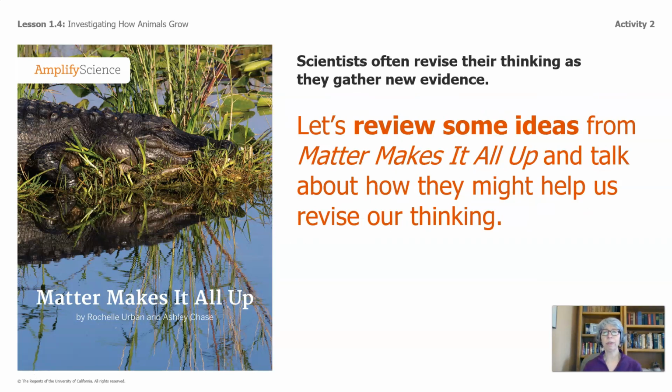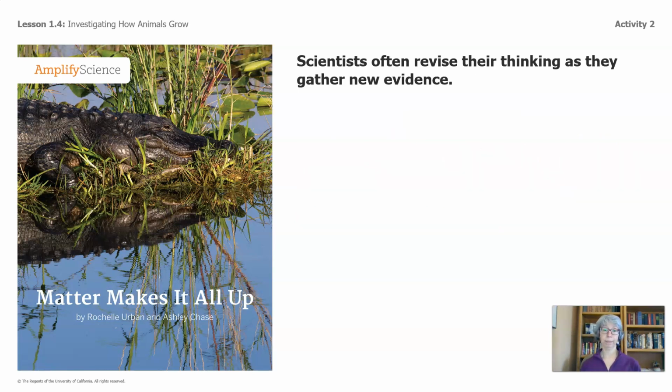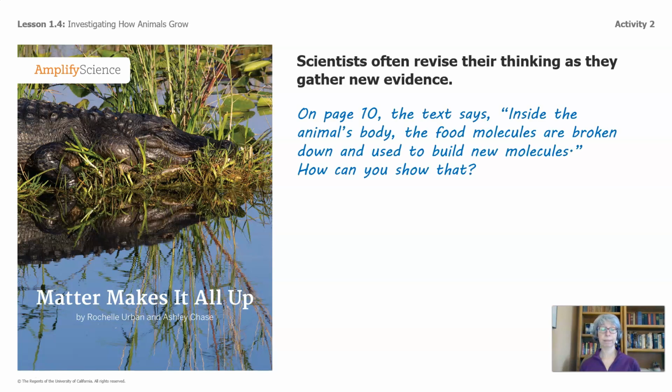Now, scientists often revise their thinking as they gather new evidence. Let's review some ideas from the book again and talk about how they might help us revise our thinking. On page 10, the text says, inside the animal's body, the food molecules are broken down and used to build new molecules. How can you show that? Think about the household items you picked out to represent the otter and the fish.